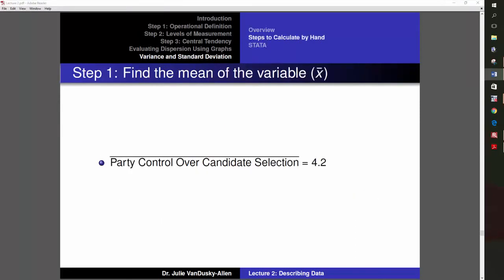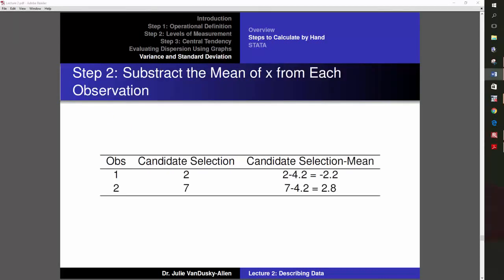Now I will go through the steps on how to calculate the variance and standard deviation of a variable. I will use the party control over candidate selection variable as an example. First, you calculate the mean of the variable. The mean I calculated was 4.2. Then you subtract the mean of x from each individual observation. There were 987 observations in this data set. I'm only going to show you 2 in this example. However, I did do this for each observation.